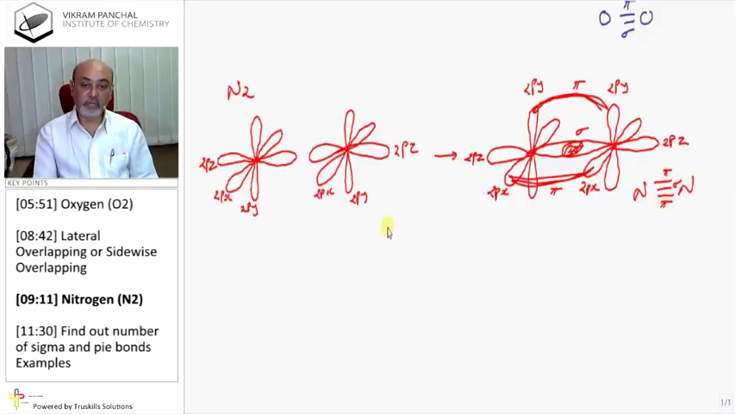So whenever there is a triple bond, there is 1 sigma and 2 pi bonds. A double bond means 1 sigma, 1 pi. A single bond means a sigma bond. So nitrogen is like this.